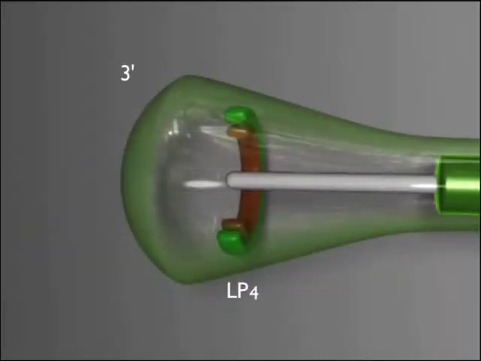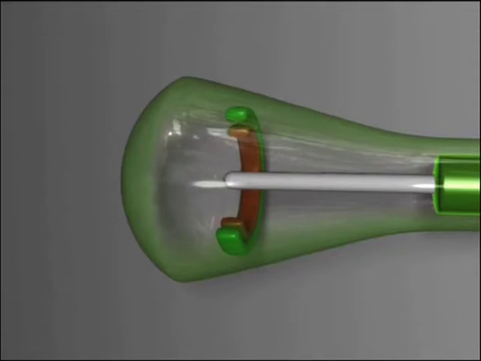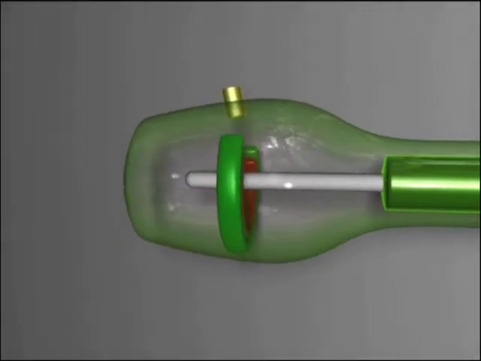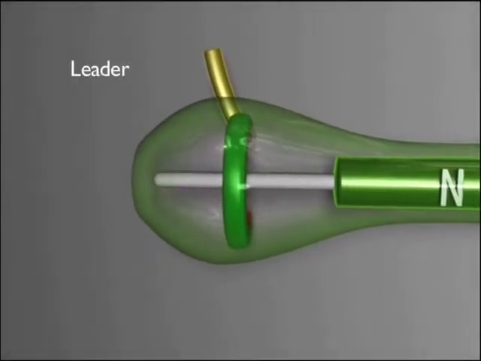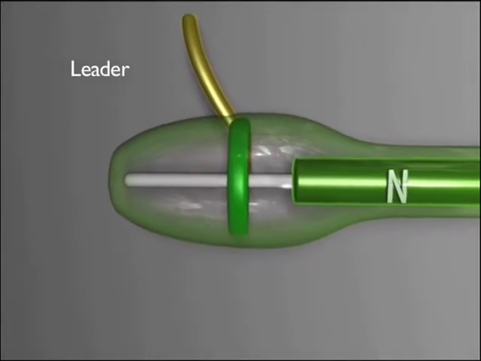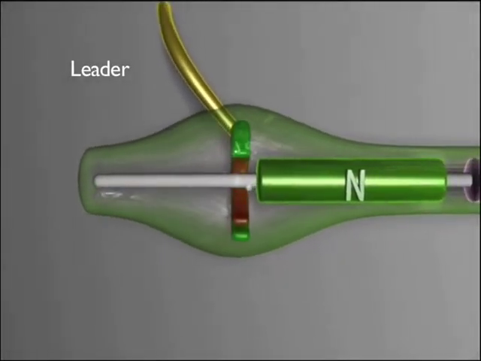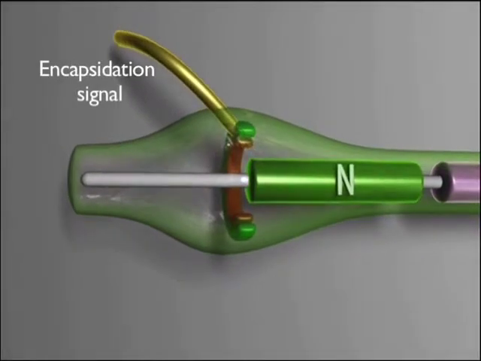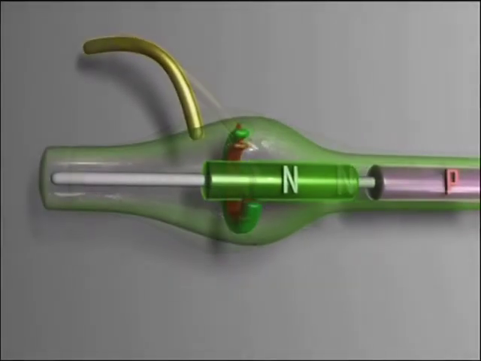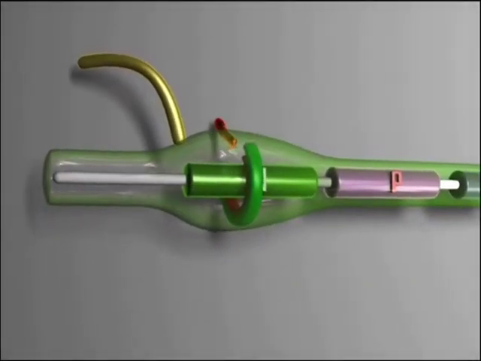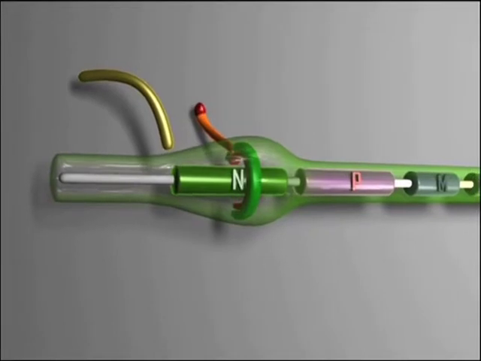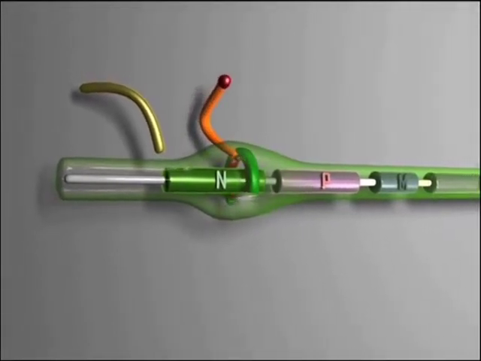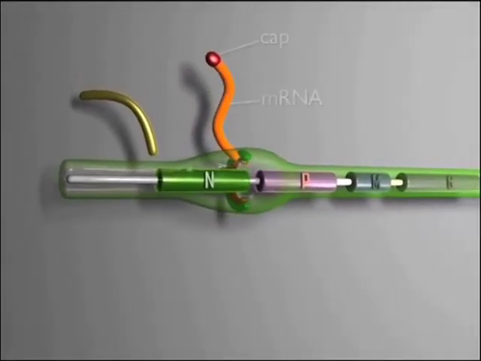Transcription starts at the 3' terminus of the genomic RNA. The first product of transcription is the leader. The leader has no cap or poly-A tail. What is more, the leader carries an encapsulation signal, which will later be very important in the replication process. But first, the messenger RNAs must be produced. A capping signal adds a cap to the next messenger RNA.